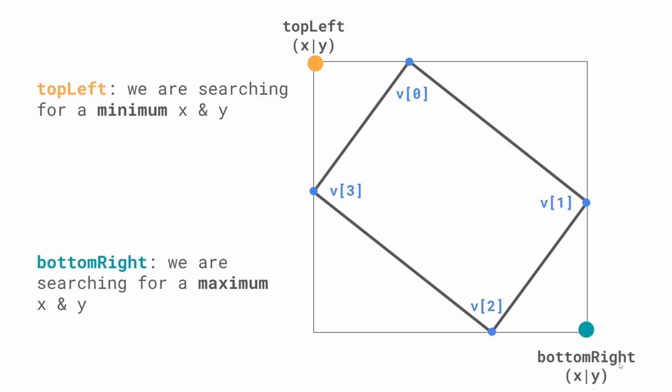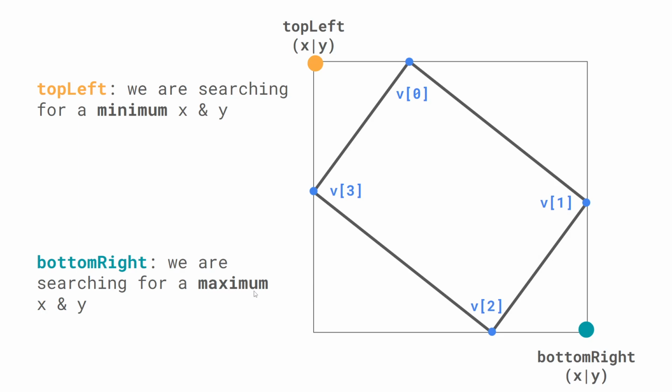It's the same for bottom right, but flipped, of course. In this case, we are searching for the maximum value, so we have to set x and y to a really, really small number. And in this case, we can use negative values. Like, I'm using JavaScript, I think Number.MAX_VALUE for the min, and for the max, Number.MIN_VALUE.